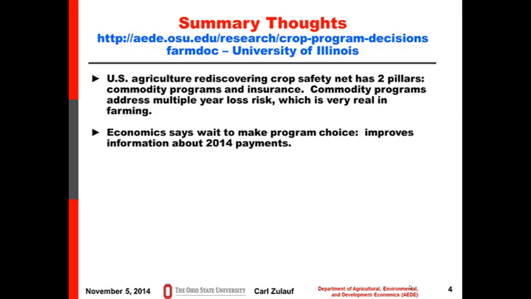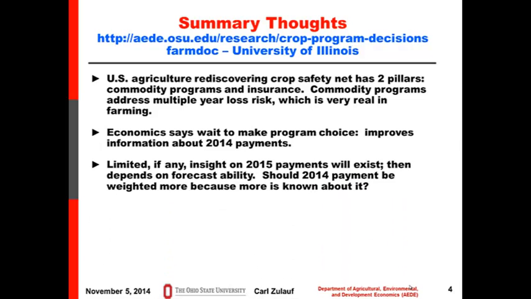You can't get through FSA. So you need to figure out now how you want to handle this incentive to wait to make the decision. Think about scheduling an appointment with your Farm Service Agency, locking in a time that's closer to the decision deadline of March 31st. We will have limited, if any, insight on the 2015 payments by the time we get to the end of the enrollment period.